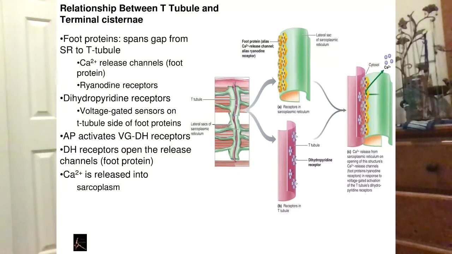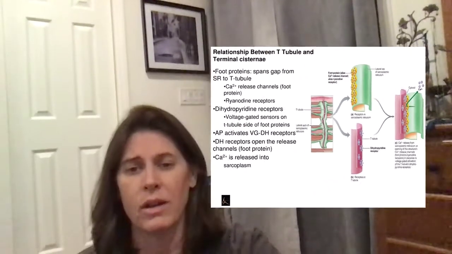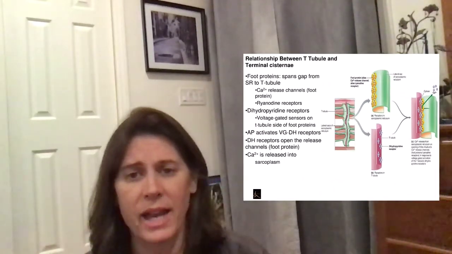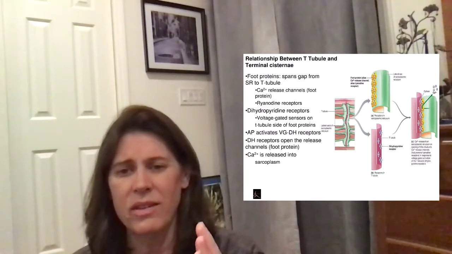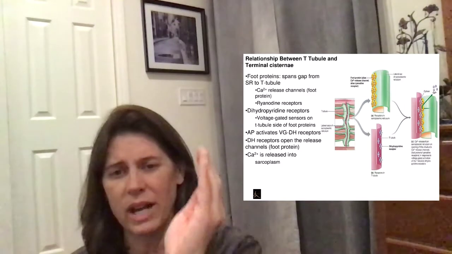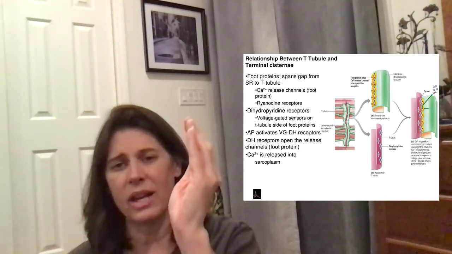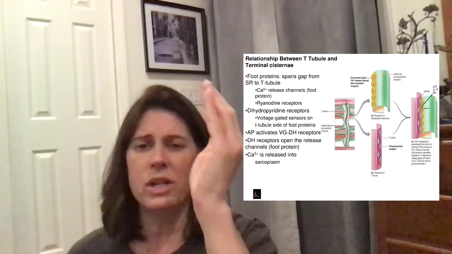Troponin then will move, pulling tropomyosin off of the active sites of actin. At the same time, myosin heads have an ATP bound. It hydrolyzes. That gives it energy. Now the active sites on actin are exposed, so the myosin has energy to make a cross bridge.